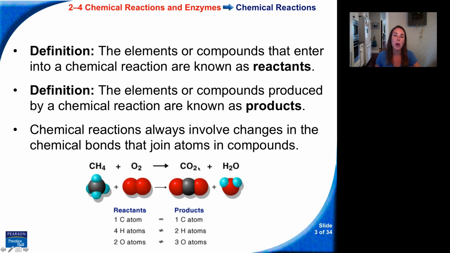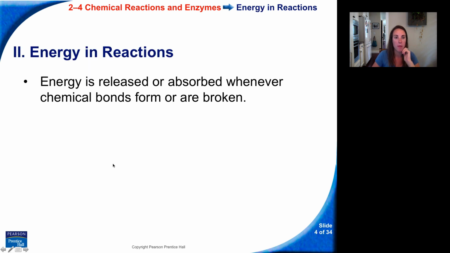Chemical reactions always involve changes in the chemical bonds that join atoms and compounds. So basically, atoms get rearranged. Some bonds break and others form to give you completely different compounds as the products than what you started with. There's always energy involved in chemical reactions. It's either released or absorbed, and this happens every time chemical bonds form or are broken.